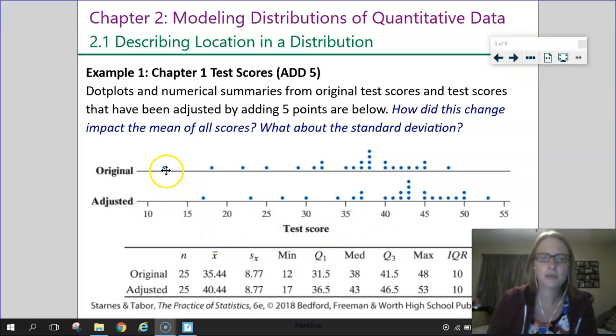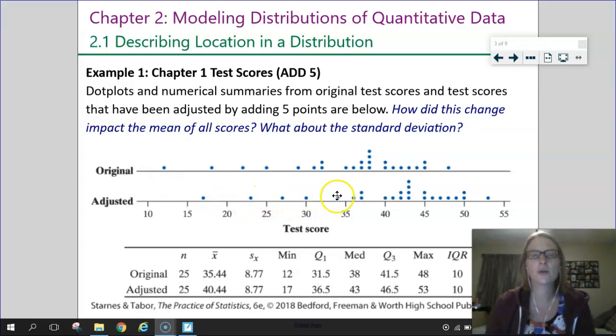The original seems pretty skewed to the left by a couple of these outliers, down at maybe 12 for the minimum, and maybe even this one at about 18. The adjusted scores, when we added 5, now this 12 just becomes an outlier here at 17, and there seems to be one at about 23. So the adjusted scores are also skewed left. So the overall shape does not seem to have changed very much. Let's take a look at how the measures of center change.